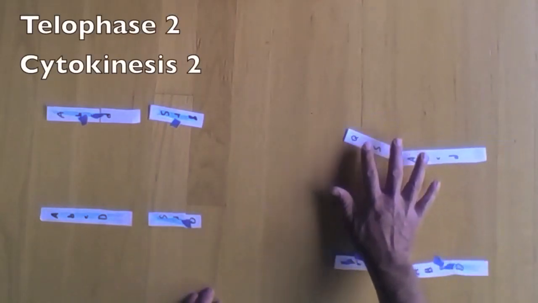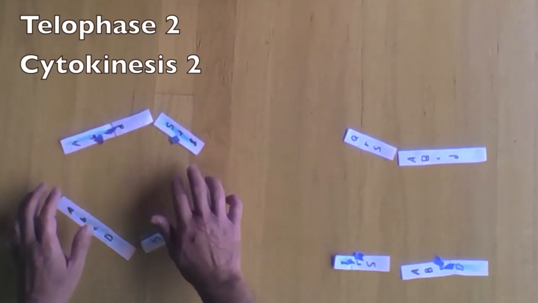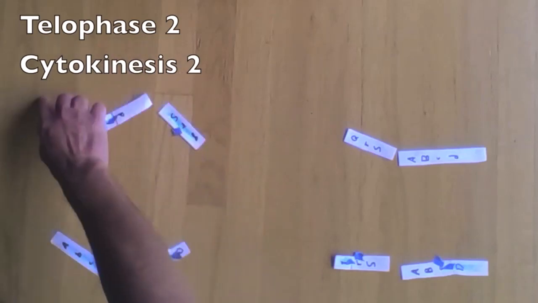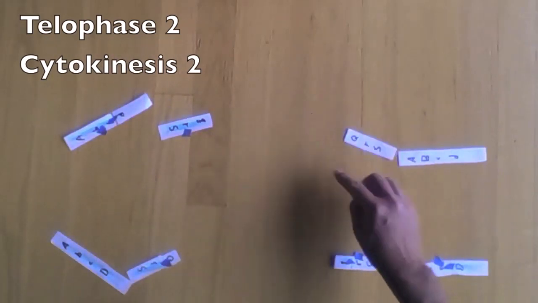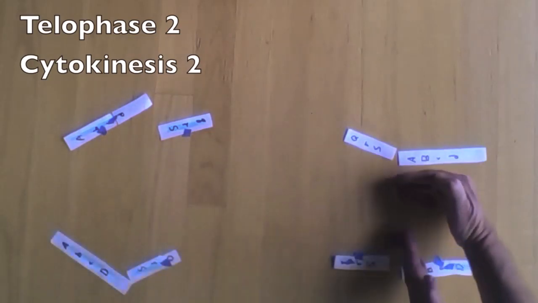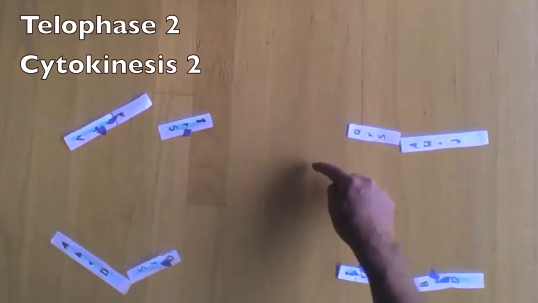The result is going to be 4 new cells. We have new nuclear envelopes forming around the chromosomes in each of the 4 cells as cytokinesis separates those cells. We have 4 cells.